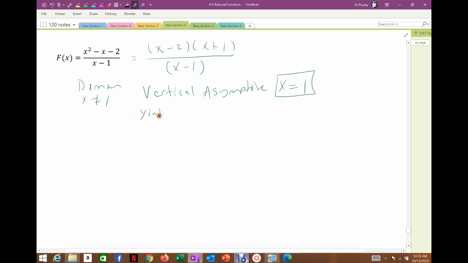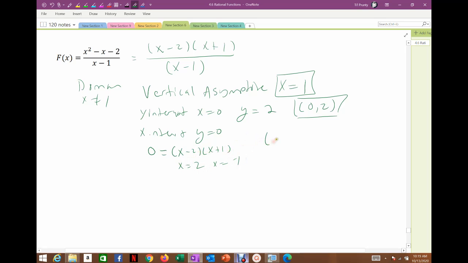Alright, I have a y-intercept. If I plug in 0 for x, I get negative 2 over negative 1, so it comes out positive 2. So 0, 2 is my y-intercept. I have x-intercepts as well. Remember, it's where y equals 0, the function equals 0. I can only have 0 in the numerator, so x minus 2 and x plus 1. And so I have two x-intercepts at 2 and negative 1. So at 2, 0 and negative 1, 0. Alright, so there are my x-intercepts. End behavior.